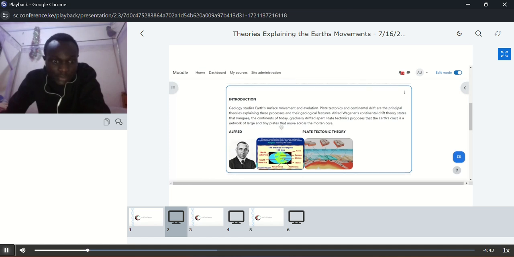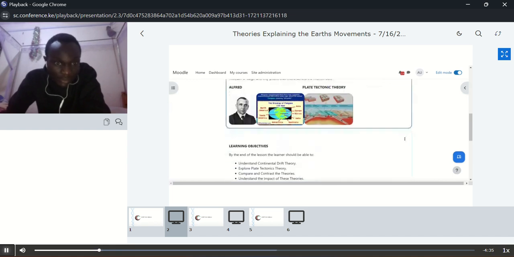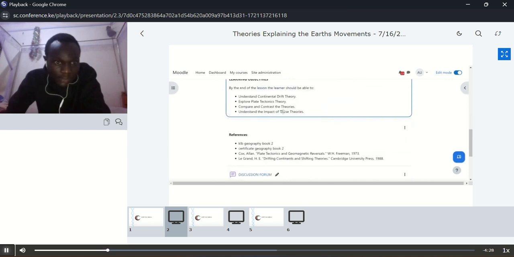So we have the picture of Alfred Wegener and the demonstration of plate tectonic theory. And we have the Earth before the breakup of Pangaea. We have the learning objectives.